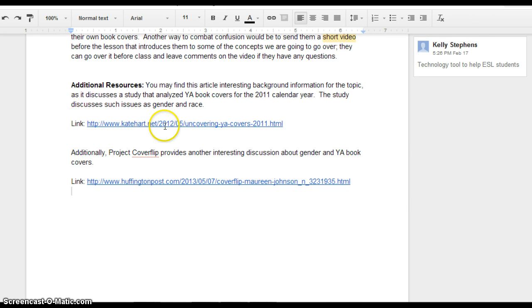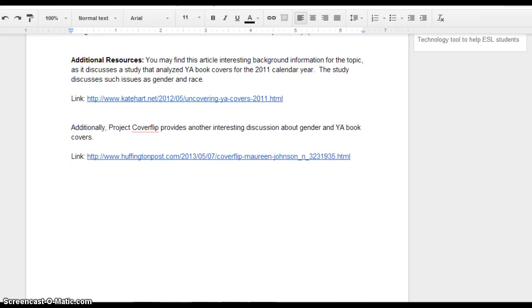Finally, for additional resources for the lesson, 2 really great sources that I found were, one of them was an online article that discussed YA book covers for the 2011 calendar year, and it really focuses on issues such as gender and race. So you can really see, for instance, that 90% of Caucasian girls are represented on YA book covers as opposed to someone of a minority race. So stuff like that is a really good introduction and background information about the topic. Additionally, here is the link for Project Cover Flip, which specifically focuses on gender and YA books.